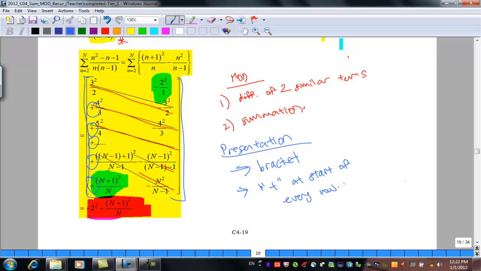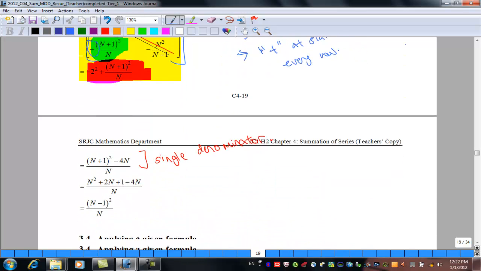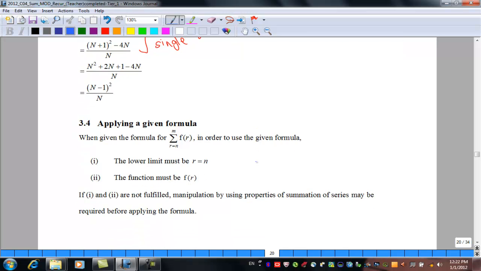This concludes my lecture on method of difference, and in the next lecture we will follow up with section 3.4, which is for applying given formula.